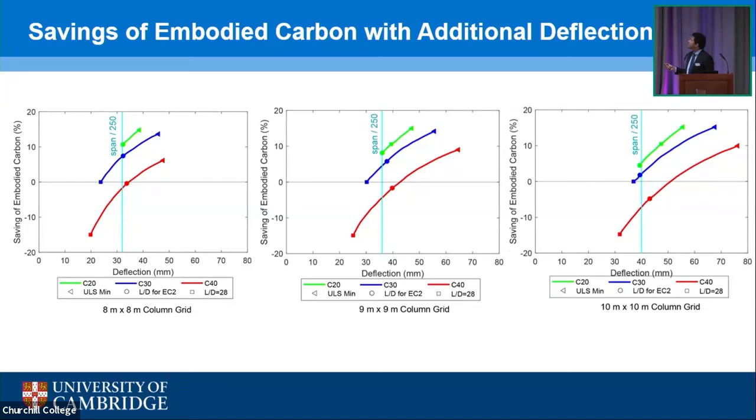Still, these boxes represent the conventional design from the span to depth ratios, but we could still save up to around 10% of embodied carbon if we do the parametric analysis deviating from the conventional design process, while carefully considering the deflection as well.